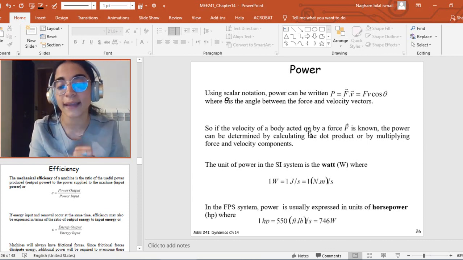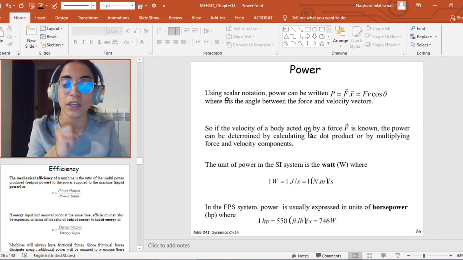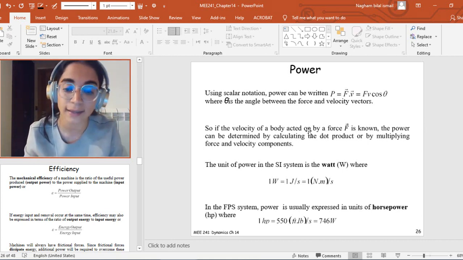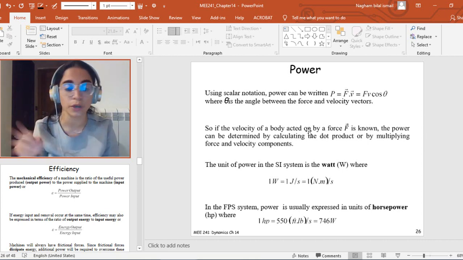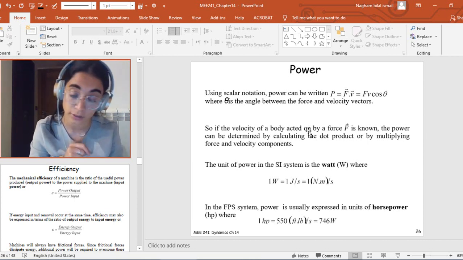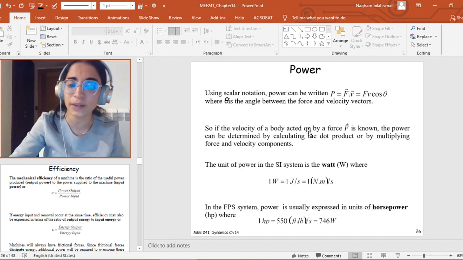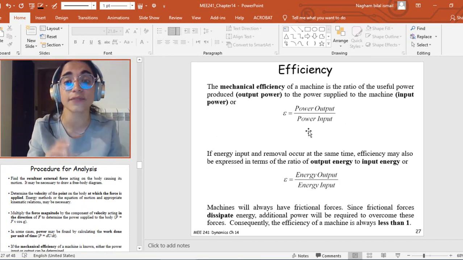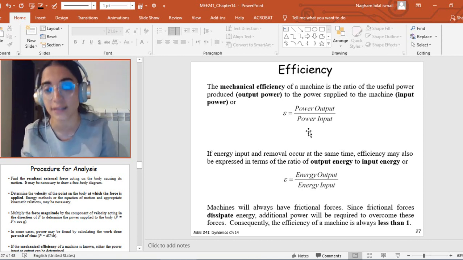So it is in fact equal to 550 feet pounds per second, which is the US unit, and it's equal to 746 watt if you want to convert it to SI unit. So this is, guys, for the power. Now what about the efficiency? I'm going to talk about the efficiency because, as I said, it's very important, especially in mechanical systems.